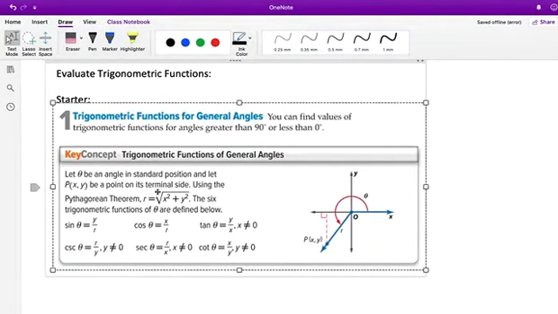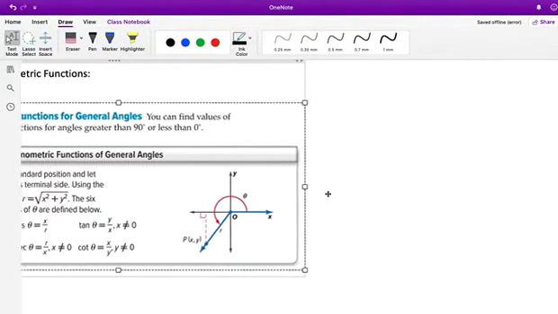This is the length. Then sine theta is y over r, cosine theta is x over r, tangent theta is y over x. As we said, we divide sine over cosine to get tangent. And the same for cosecant, secant and cotangent. Cosecant is 1 over sine, secant is 1 over cosine, and cotangent is 1 over tangent.